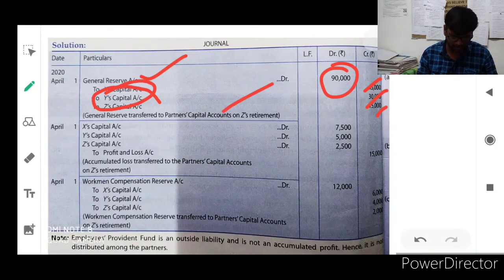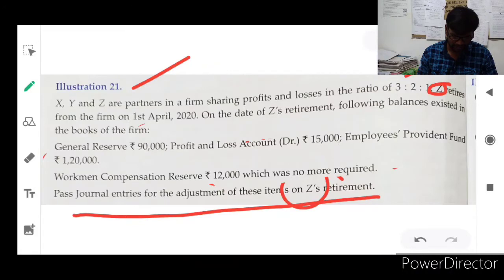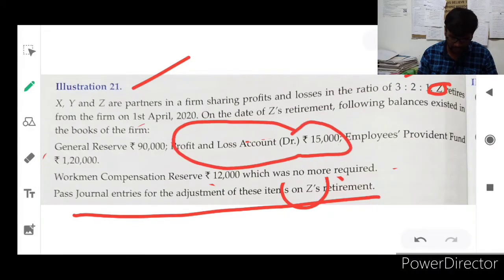So the general reserve is transferred to the partners' capital accounts successfully, including retiring partner Z's capital account. And the second one is the profit and loss account. It is a debit balance, called net loss. So the net loss will be transferred to all the partners' capital accounts on the debit side.